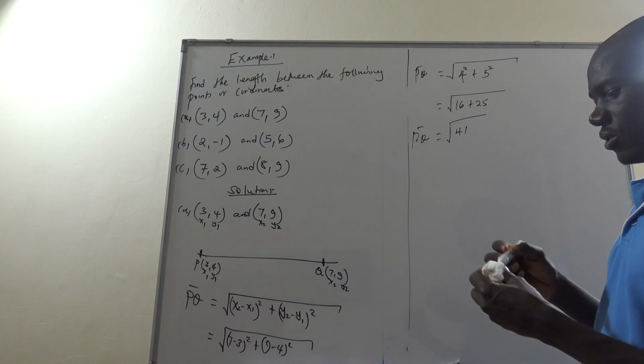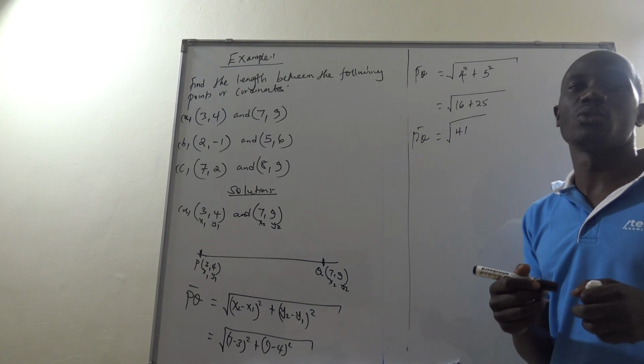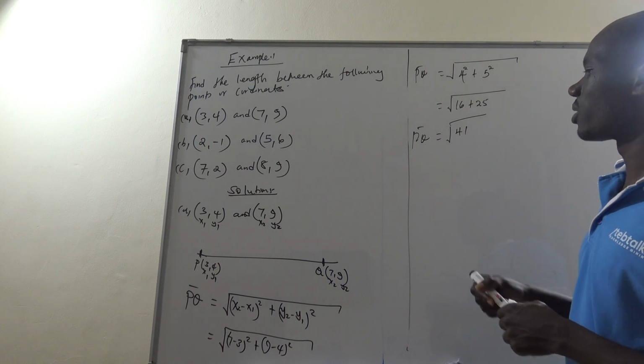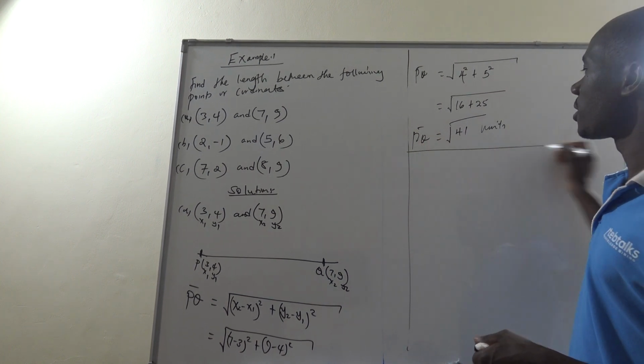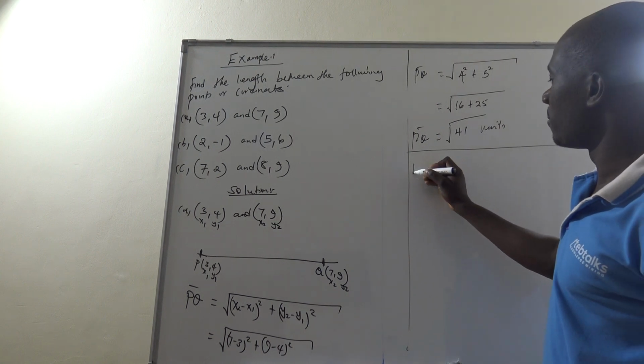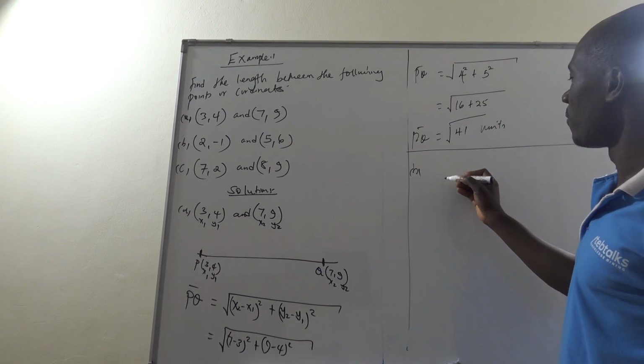If you can reduce it, you can still press on your calculator and you come out with exactly the answer, and it is given as units. So let's go to part B. Part B, we are also having 2 points.